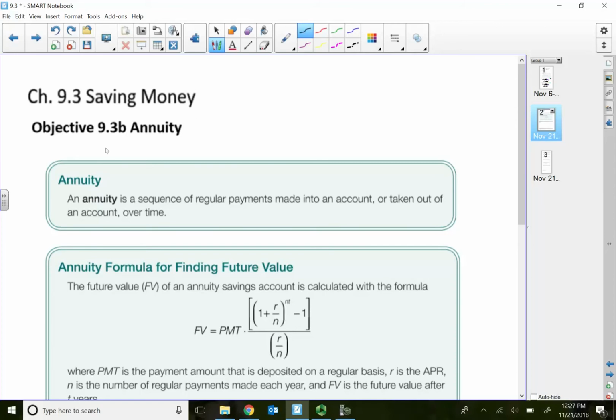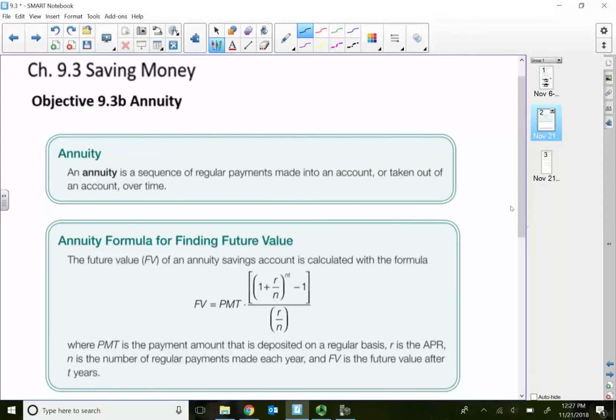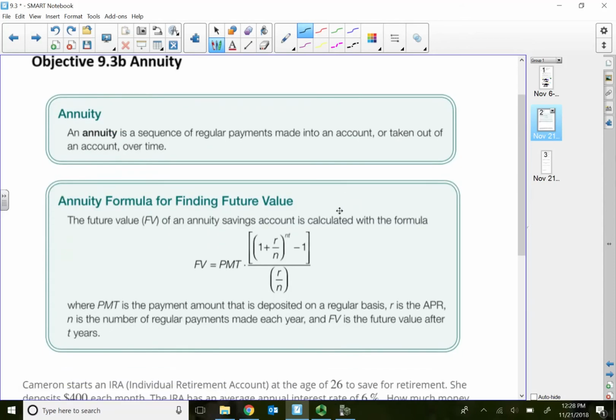All right, section 9.3, saving money. So in this video, I'm going to begin to talk about something called annuity. So what's an annuity? It's a sequence of regular payments made into an account or taken out of an account over time. So when we talk about annuity, that particular word is referring to a sequence of regular payments that we pay into an account.